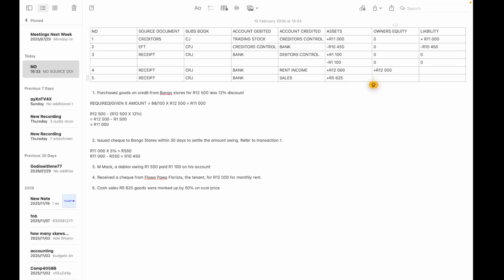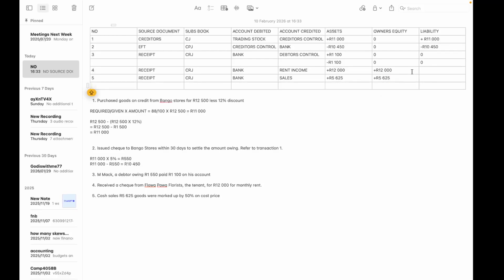5,625, and then our income is also 5,625. Okay, now we also need to move on to our cost of sales, right? Cost of sales, because this is how much we sold the inventory for, but it's not how much it costs. How much does it cost? 50%, right?